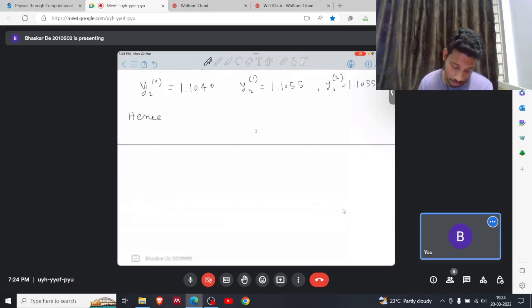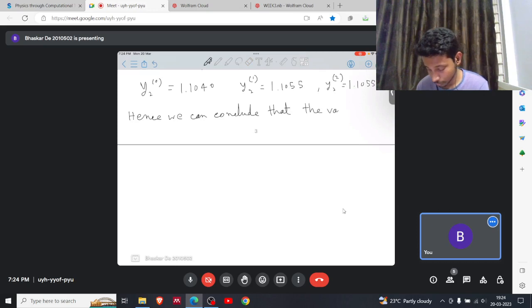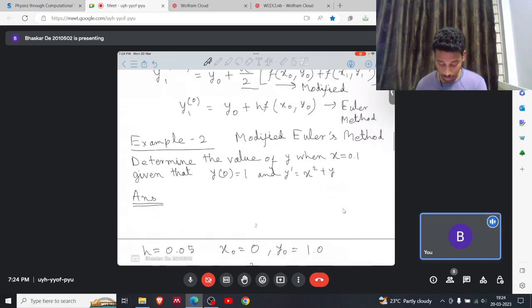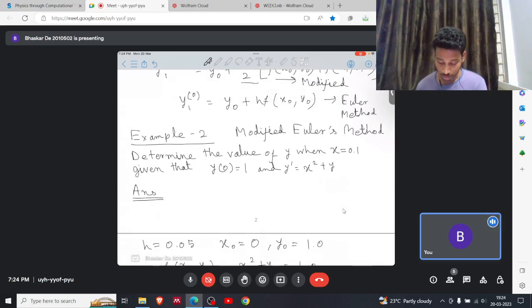Hence we put that the value of y at x equal to 0.1 is 1.1055. So this is the process to solve the differential equation and obtain the value of y using modified Euler's method.